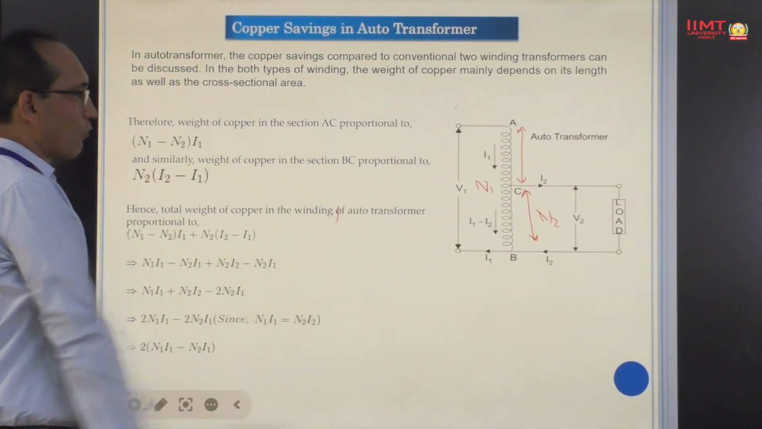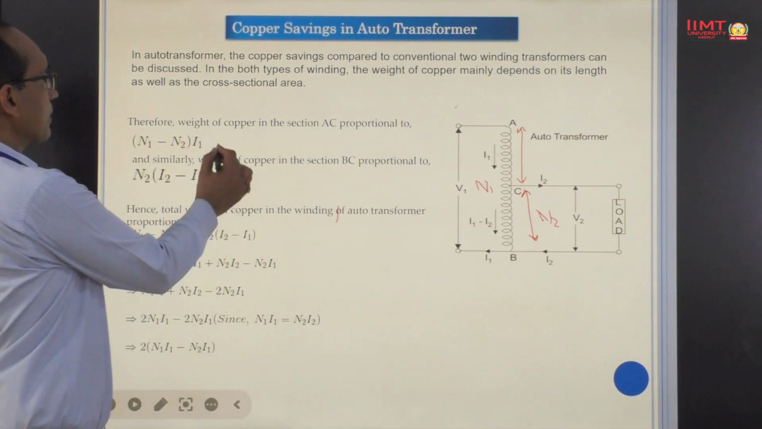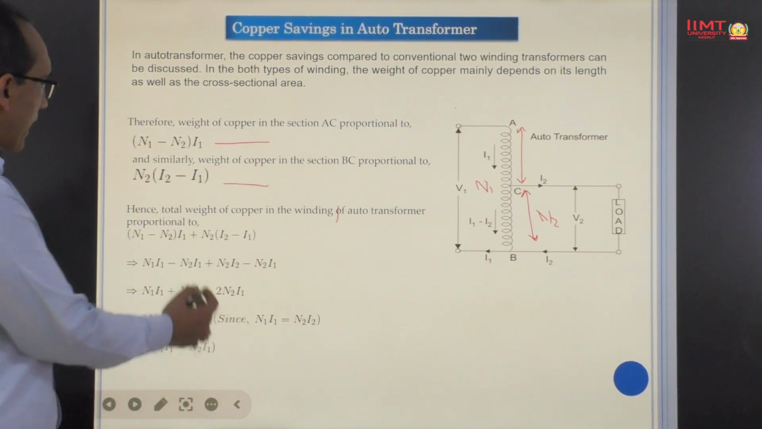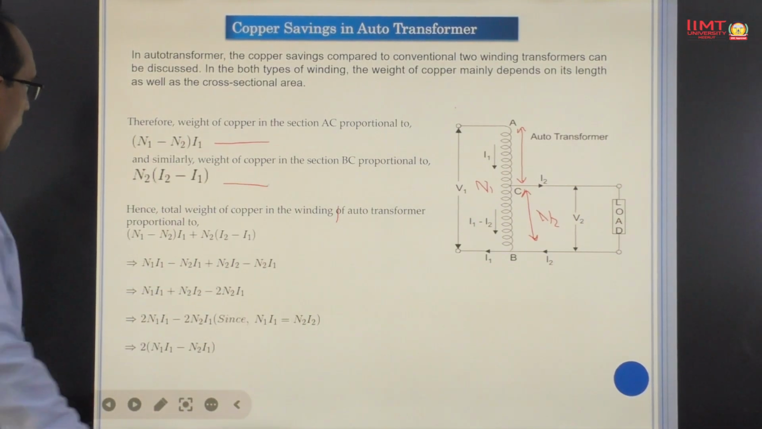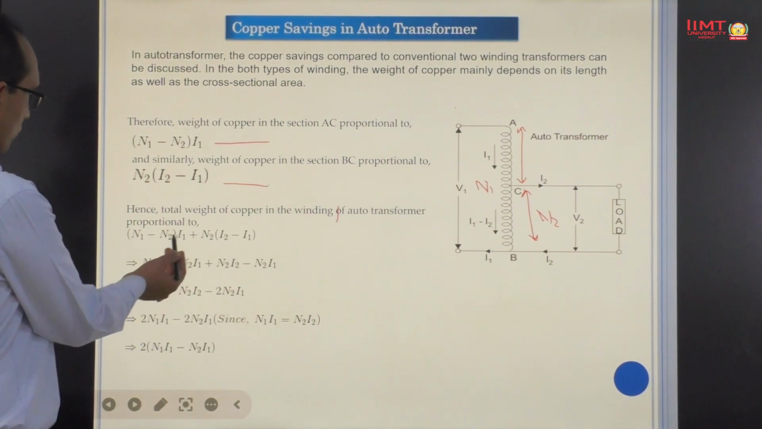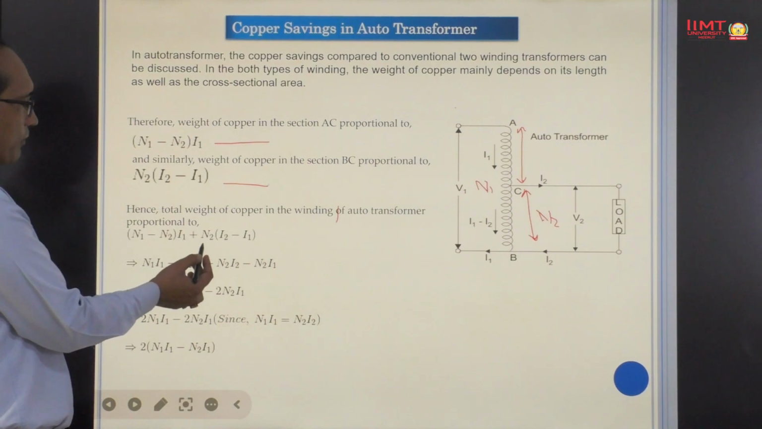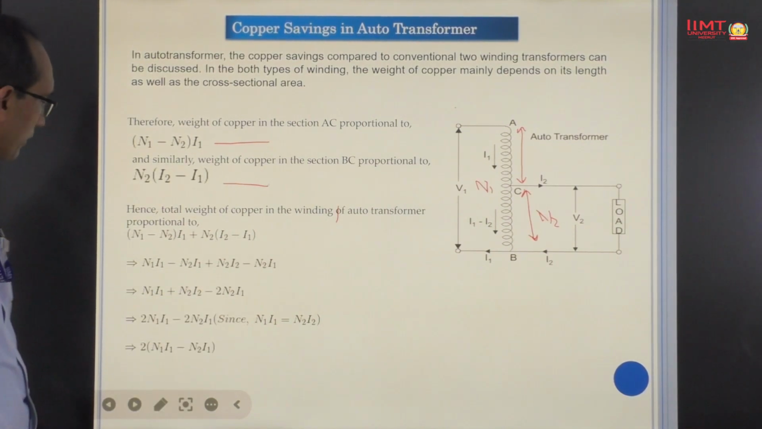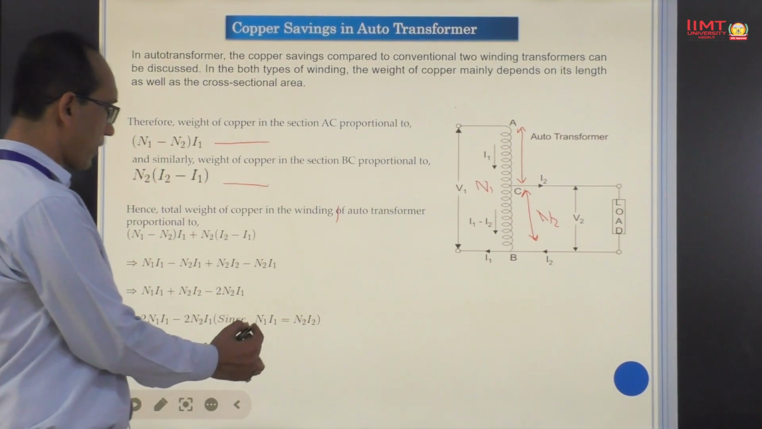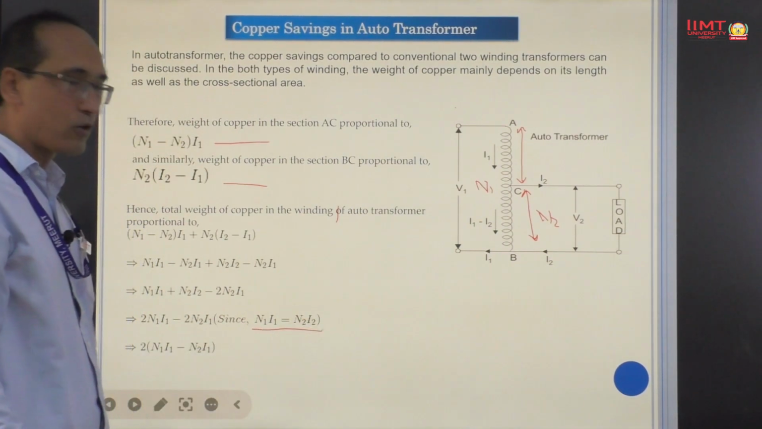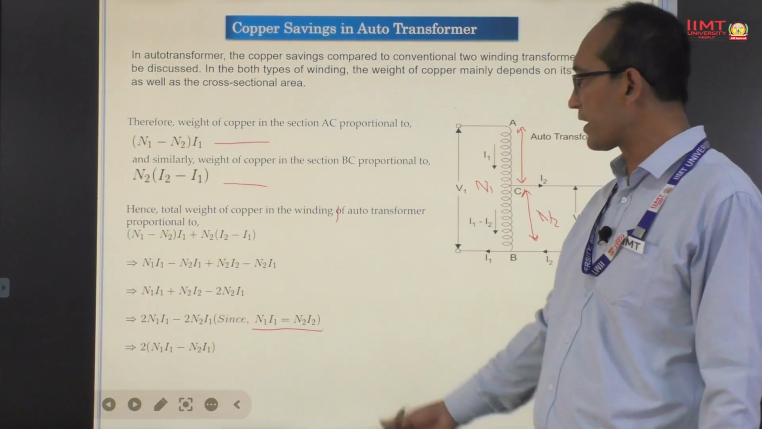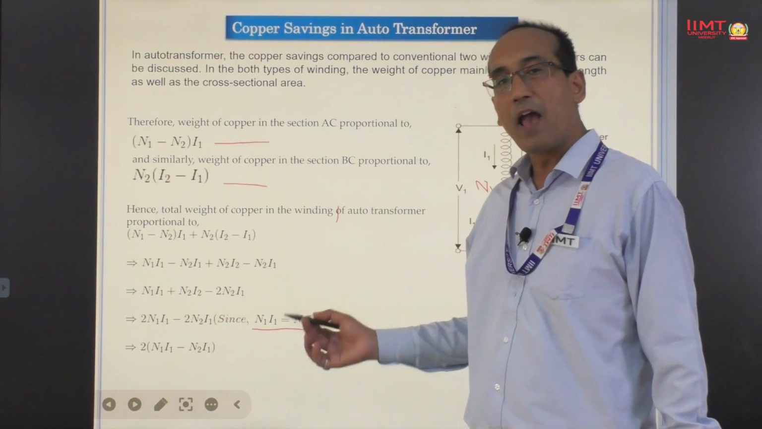Hence the total weight of copper in the winding of the auto transformer, by adding these two, is (N1 minus N2) I1 plus N2 (I2 minus I1). If we add both of these and open the brackets, we get N1 I1 minus N2 I1 plus N2 I2 minus N2 I1. We also know that N1 I1 is equal to N2 I2. The MMF, or ampere turns, remain the same in both directions. So N1 I1 is equal to N2 I2.